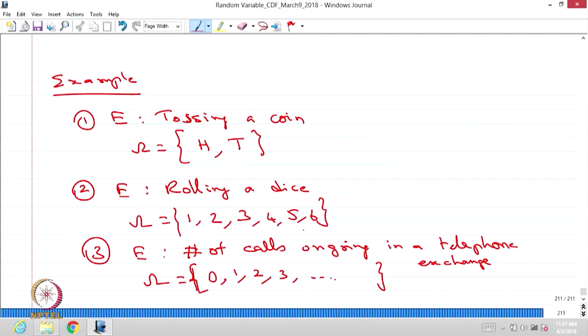So you see in the first example, it is not numbers, whereas in the second example we have numerals, and in the third example we have numerals. So for a random experiment, the collection of all possible outcomes could be numerals or non-numerals. And the collection could have a finite number of elements, or countably infinite elements, or uncountably many elements also.